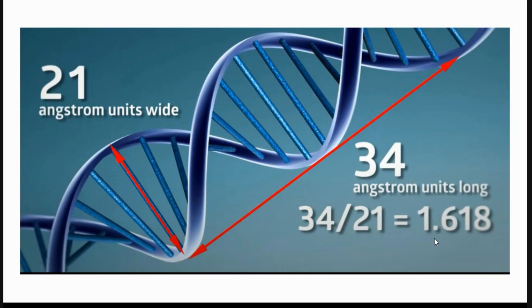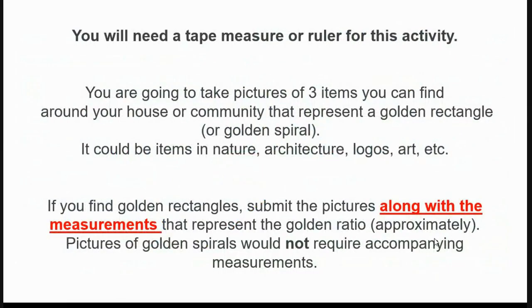Pretty cool. So with that, here's your assignment for the week. You're going to need a tape measure, a ruler, or something. I want you to take pictures of 3 things that you can find, either around your house or in your community. Even online, you can find logos that represent a golden rectangle. Or if you find a golden spiral, that's cool too. It can be items in nature. It can be architecture. It can be logos. It can be art. If you find golden rectangles, submit the pictures. Note the ratio along with the measurements to show that it represents the golden ratio approximately, about 1.6. It's not going to be perfect.